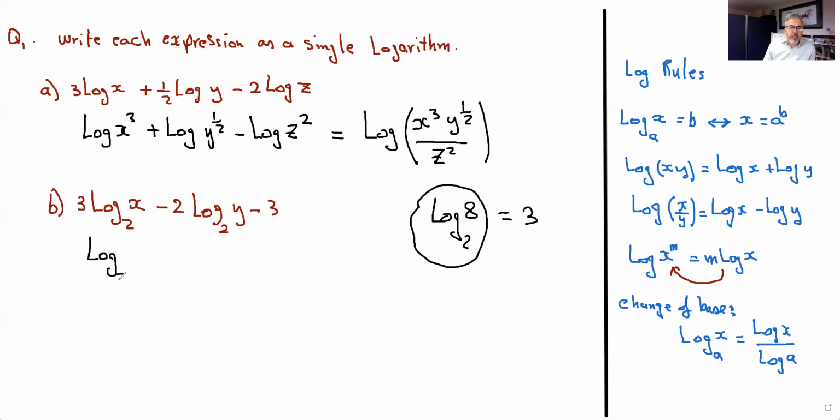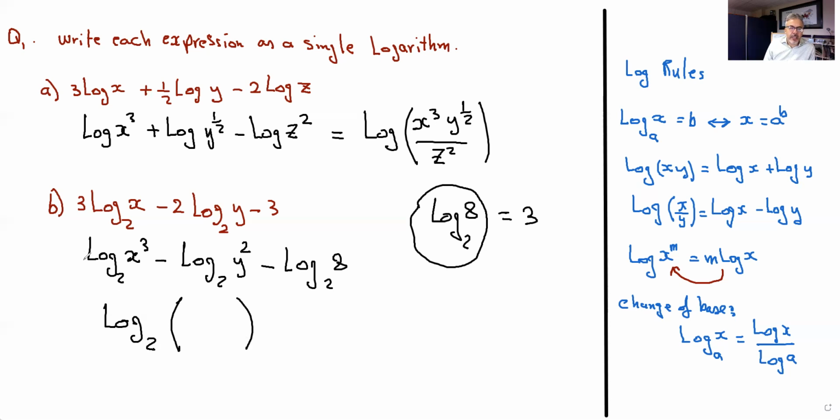So this becomes log base 2 x cubed minus log base 2 y squared, moving the 2 to the top. And instead of minus 3, now I could write the 3 as log base 2 of 8, because log base 2 of 8 is 3. And now to write them as a single log, I just write a log right here, base 2, brackets. As I said before, anything that has a positive in front of the log, like here, goes on top. And anything that has a negative in front of the log goes to the bottom. So the 8 and the y squared will just go to the bottom.